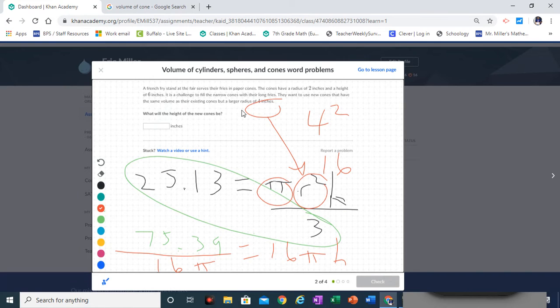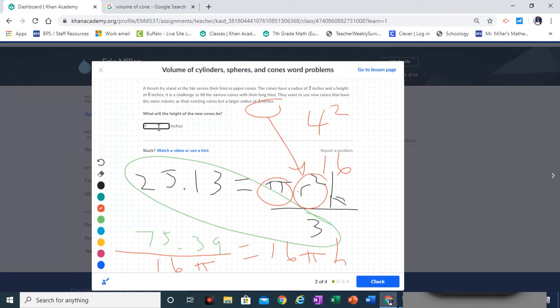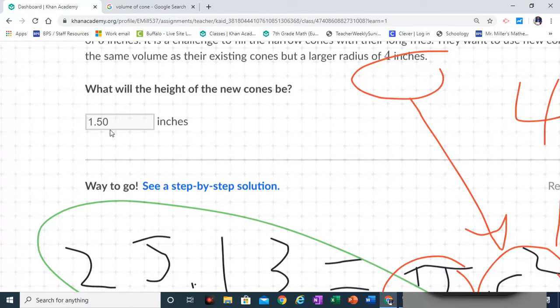They didn't tell us what exactly to use, so I'm just going to do 16 pi. So 75.39 divided by 16 pi should give us a height of 1.4998. I rounded that to 1.50. 1.50 inches would be our new height.